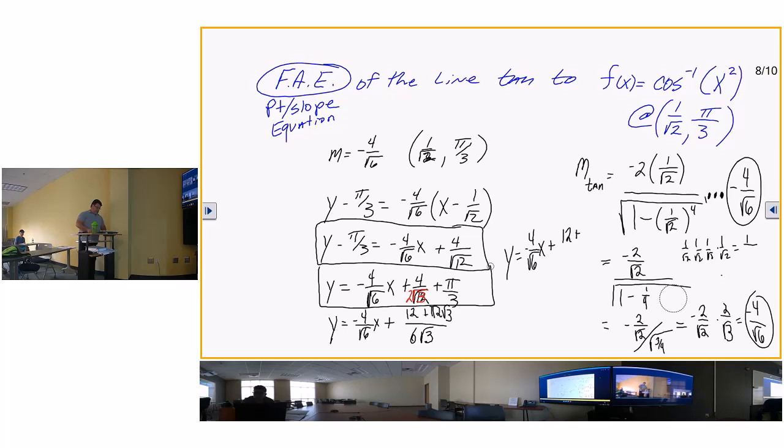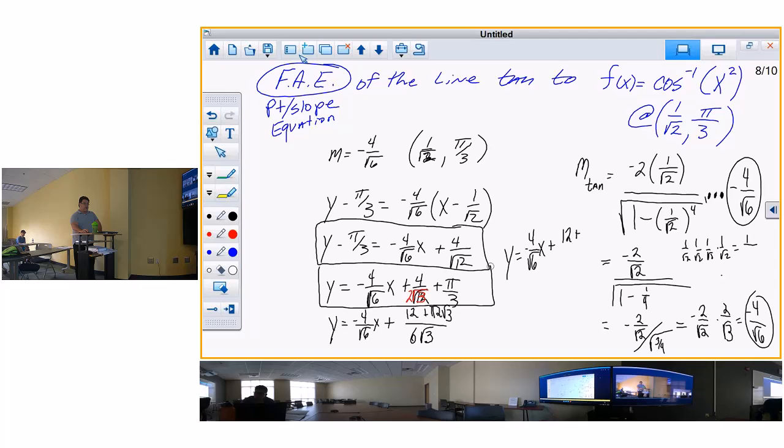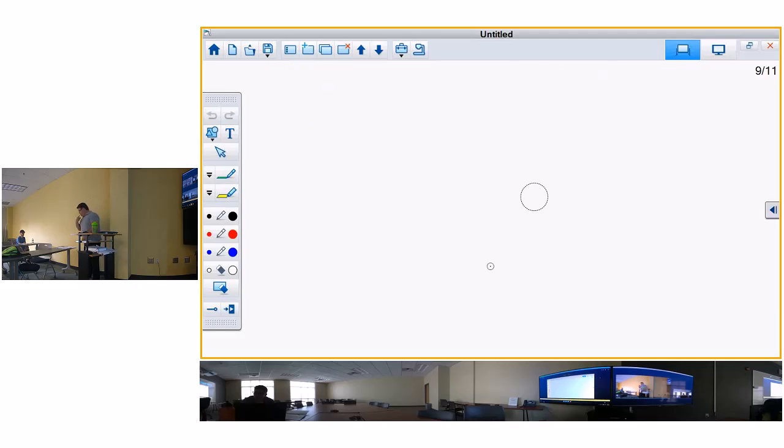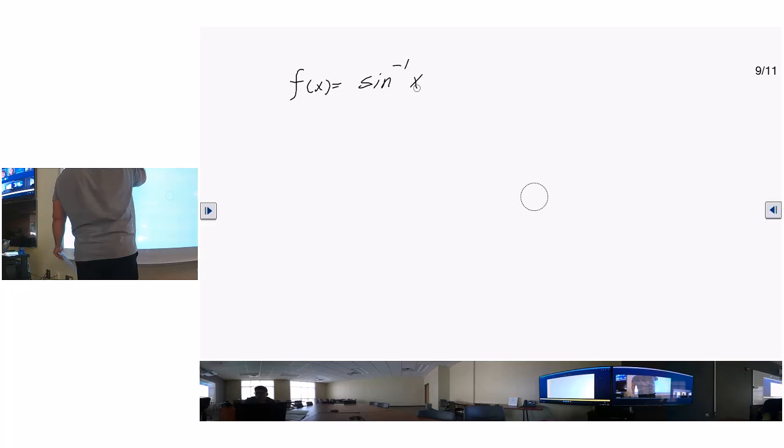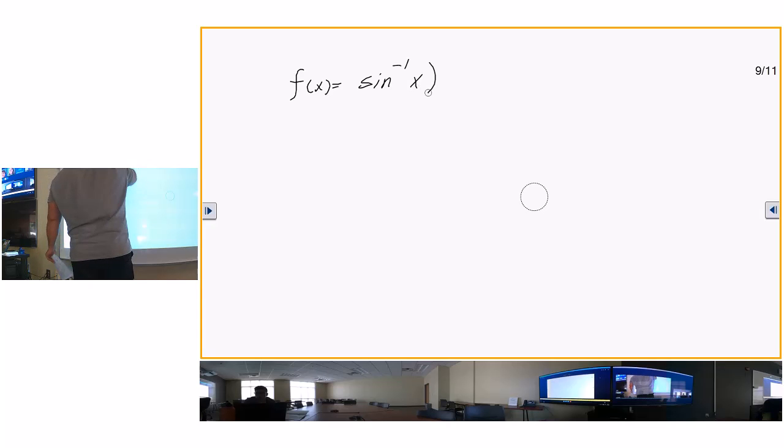I got a couple of word problems, but we're going to do those later. I'd like to go over the short and sweet problems before I go over those word problems. So let's do another one. This is one that's a little bit more challenging. f of x is equal to inverse sine of x squared.